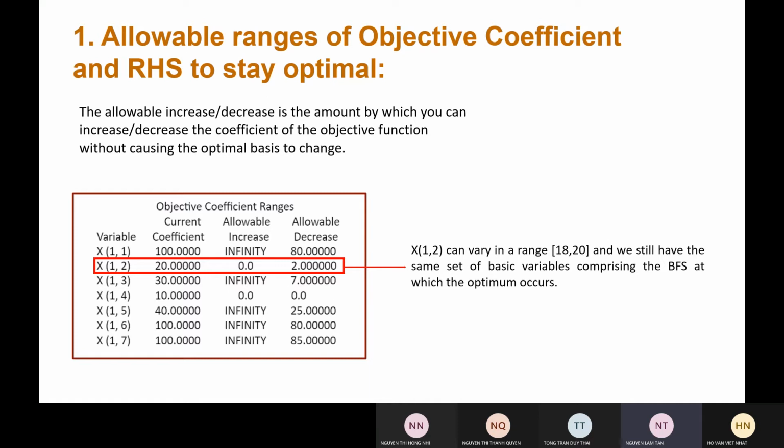So we can easily see that x12 can vary in the range 18 to 20, and we still have the same set of basic variables comprising the BFS at which the optimum occurs.